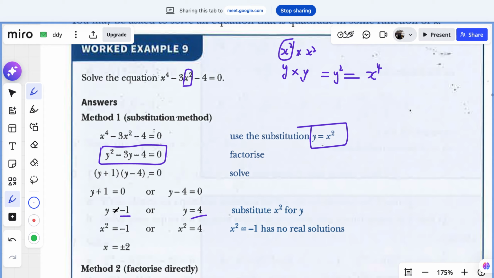You come back to your assumption. Remember, you say y was what? s squared. That's the assumption you made at the beginning. So you're now going to follow it through. You're going to fulfill your promise.